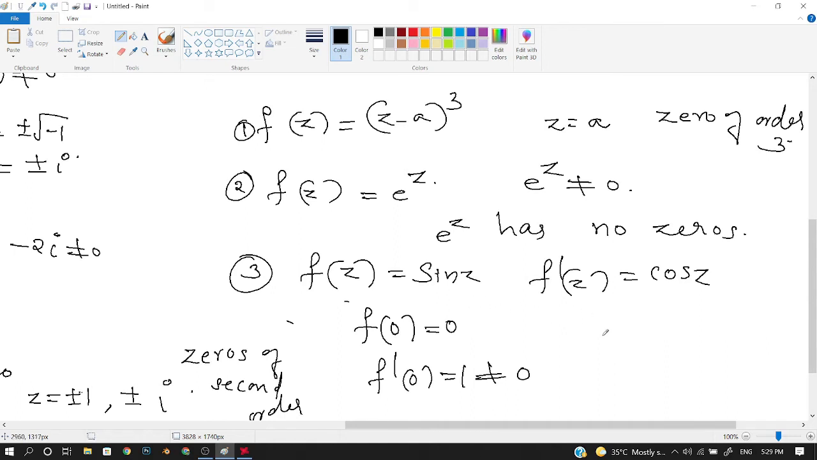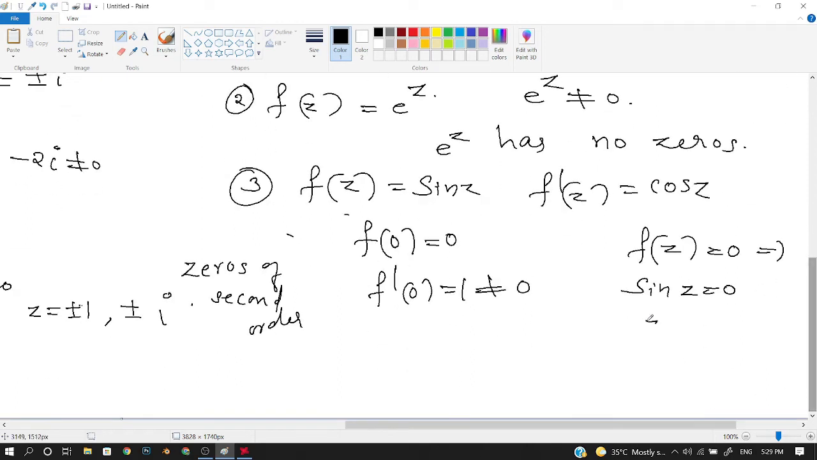Now f of z equal to 0 implies sin z equal to 0, and sin z equal to 0 implies z is equal to n pi, where n is an integer. So the possible values of z here are 0, plus or minus pi, plus or minus 2 pi, etc., which are the zeros of the function sin z.